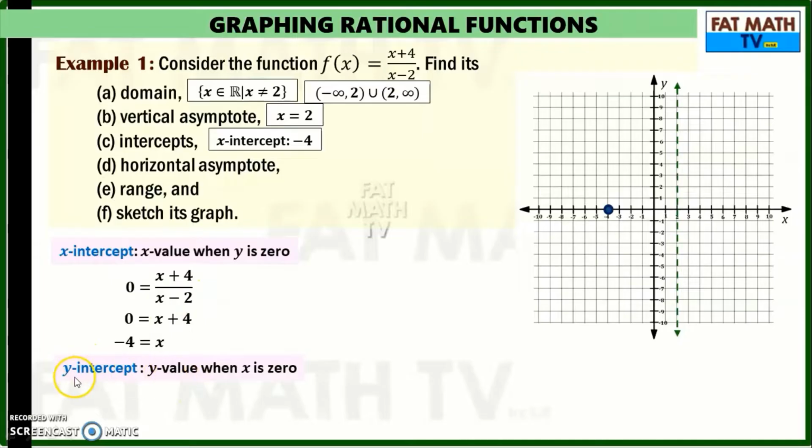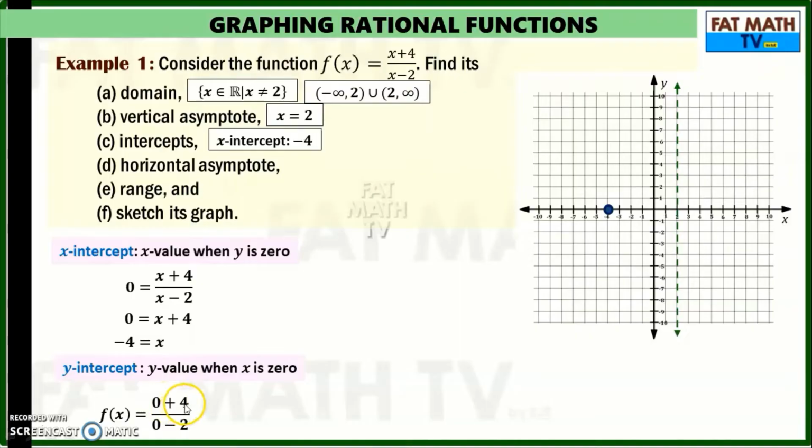Y-intercept. Y-intercept is the y value when x is 0. So what we're going to do here is we will make x 0 and solve for y. Okay, so here the given is f of x equals x plus 4 over x minus 2. Just replace x with 0 and then find the value of y.